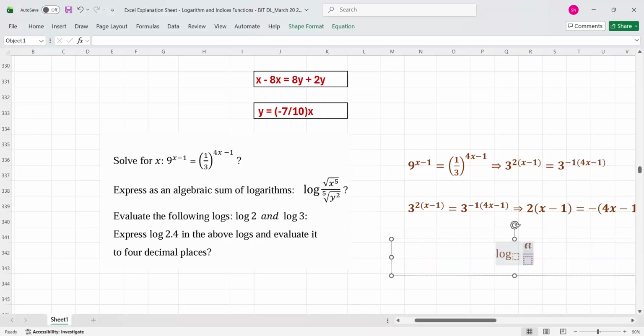So log of a divided by b. Now the numerator, we have square root of x raised to the power 5. So if you have x raised to the power 5 under a square root, it means that this would also be raised to the power 1 over 2, isn't it? All this will be raised to the power 1 over 2. And 1 over 2 times 5 will give you 5 over 2.